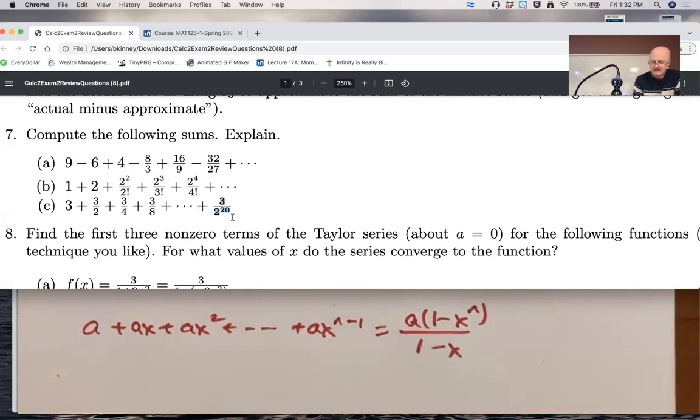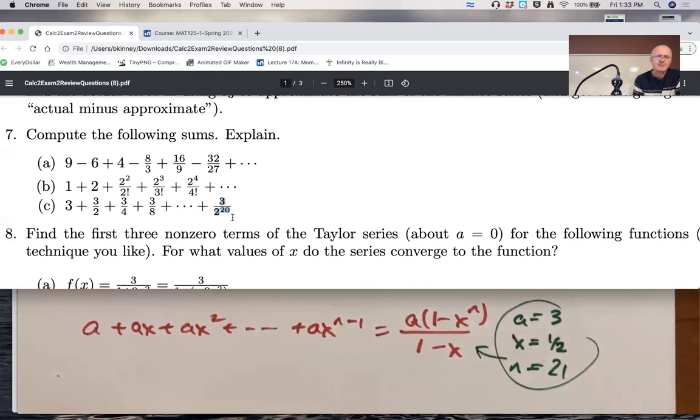So you would apply that for part C here. A is the first term, 3. X is the common ratio, 1/2, not 3/2, 1/2. And what is n? How many terms are there in part C? 20? 21. Because the first one is really 3 divided by 2 to the 0 power, because 2 to the 0 power is 1. So there's 21 terms. So now you'd use these numbers and plug into that formula to get the answer.